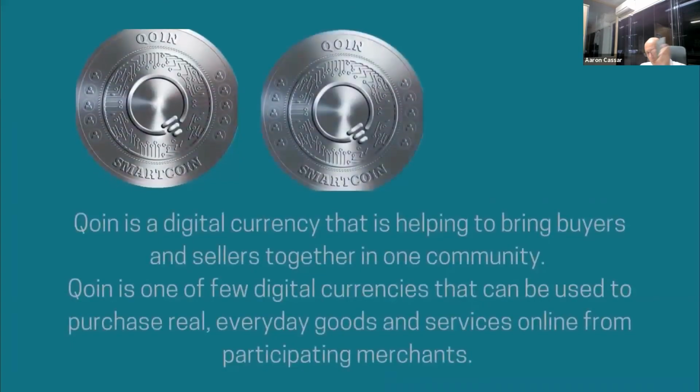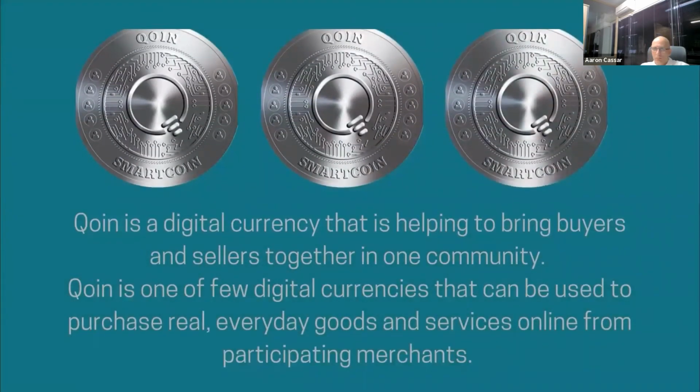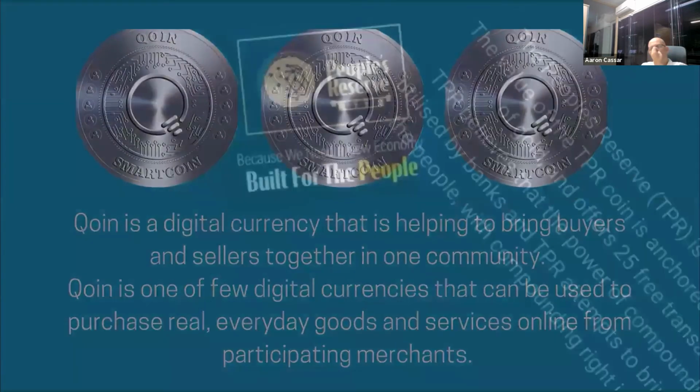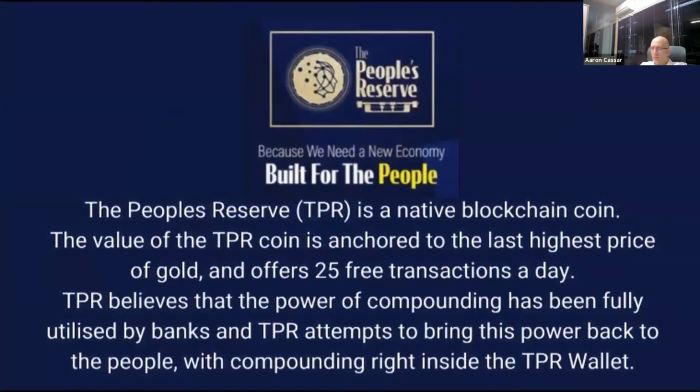Coin is a digital currency that is helping to bring buyers and sellers together in one community. Coin is one of few digital currencies that can be used to purchase real everyday goods and services online from participating merchants. TPR. The People's Reserve, because we need a new economy built for the people. TPR is a native blockchain coin. The value of the coin is anchored to the last highest price of gold, and offers 25 free transactions a day. TPR believes that the power of compounding has been fully utilized by banks, and TPR attempts to bring this power back to the people, with compounding right inside the TPR wallet.